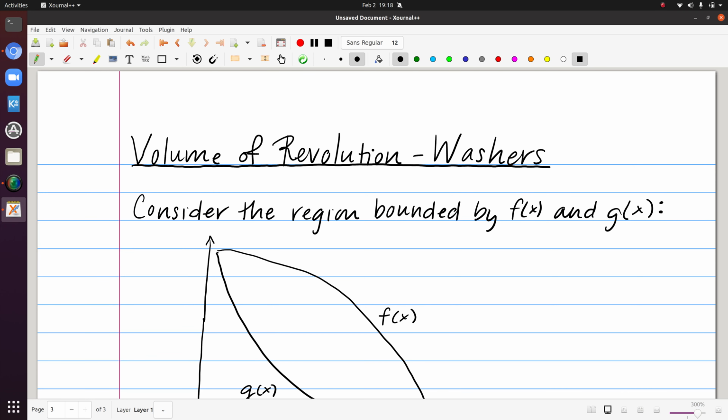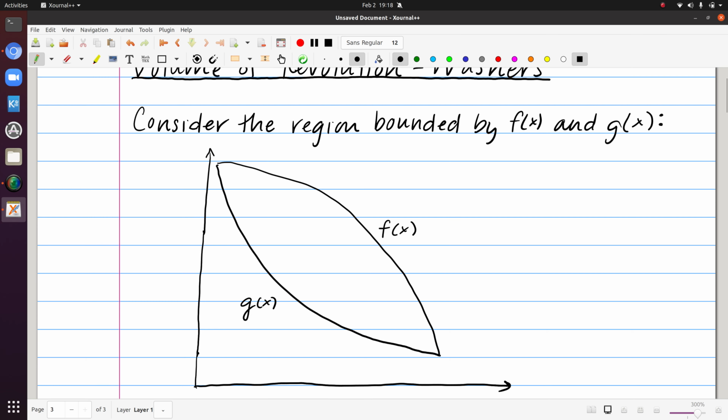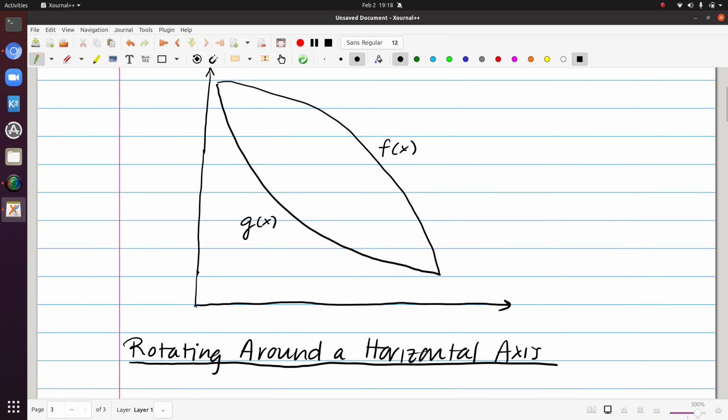So now let's think still about volumes of revolution, but no longer the situation where the region we are looking at sits flush against the axis of rotation. So I have a generic example here where we want to consider the region bounded between the curves f of x and g of x. And we want to think about rotating this around, we'll start with the x-axis, so rotating around a horizontal axis.